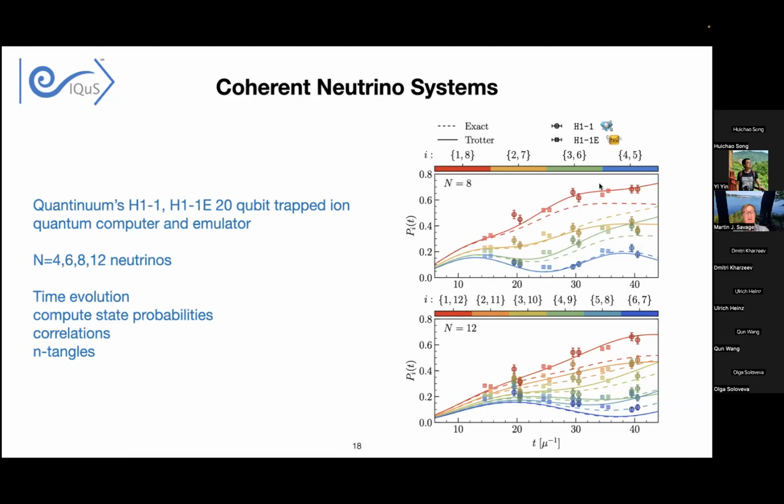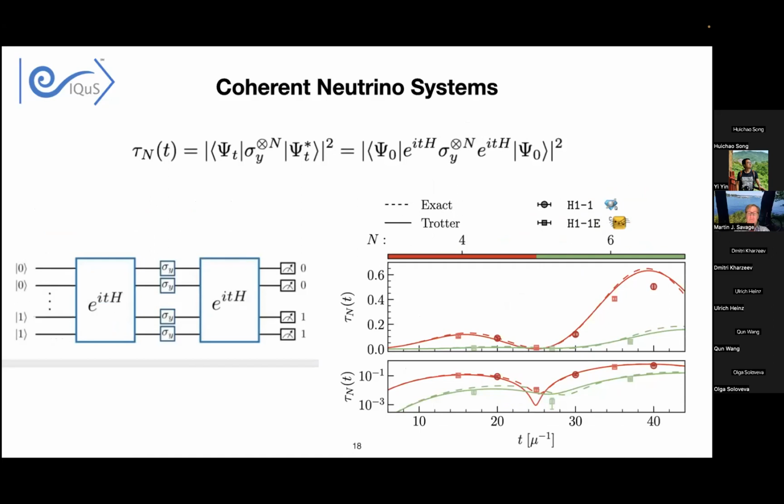The squares are these points like this. These squares are what we obtained from the H1-1E emulator, or simulator, and the circles are what we obtained from the trapped ion quantum device H1-1. So you can see that the device is working well with the expectations in the systems with 8 and 12 neutrinos, and agrees again with what you'd expect from the emulator.